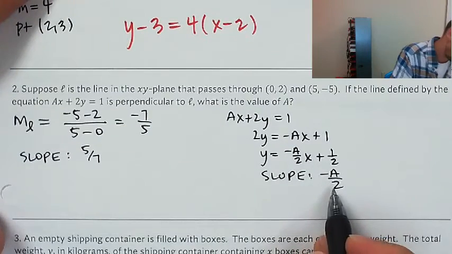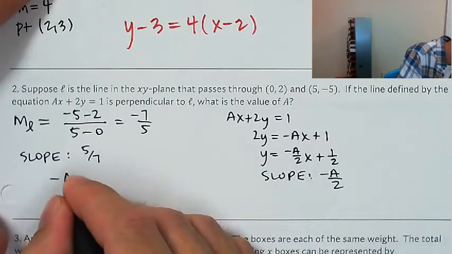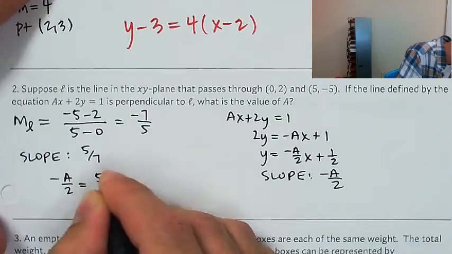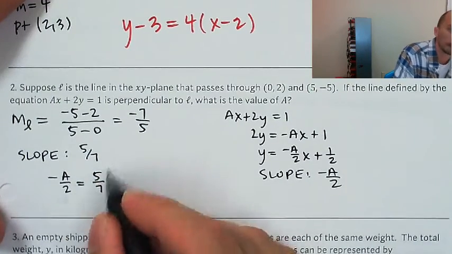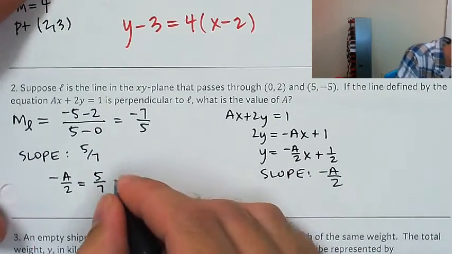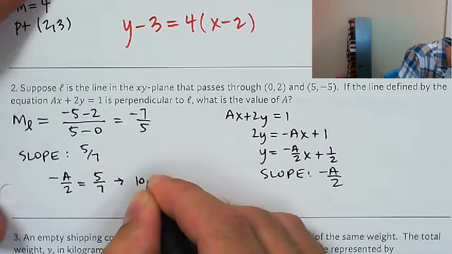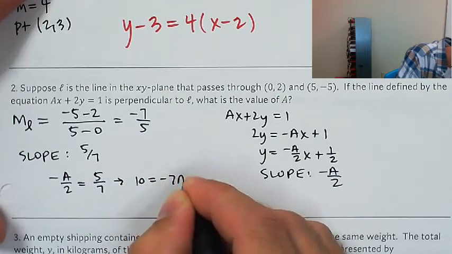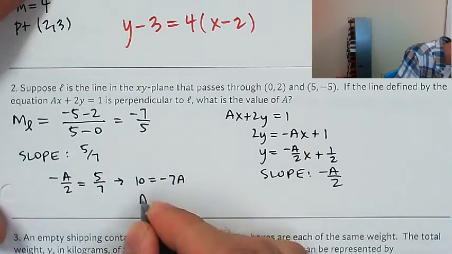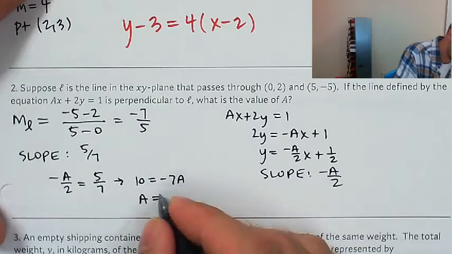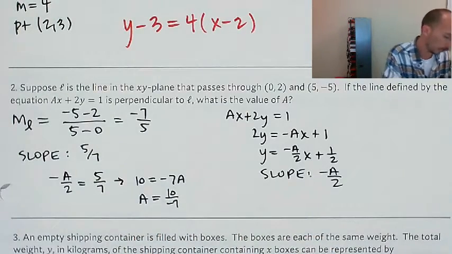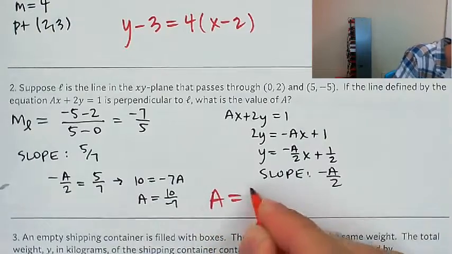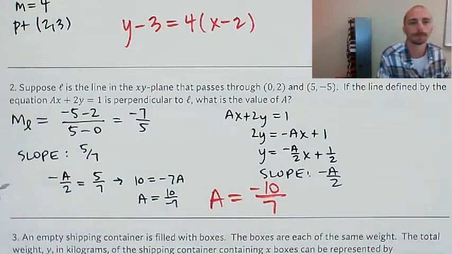So now what I'm gonna do is I'm gonna say, all right, negative a divided by 2 equals 5 divided by 7. And I'm going to cross multiply, right? 2 times 5 is 10 equals negative a times 7. And a is going to be equal to 10 divided by negative 7. And I'm trying to write my solutions in red. That'll be a equals negative 10 sevenths.